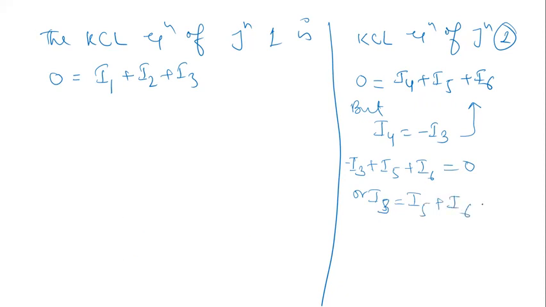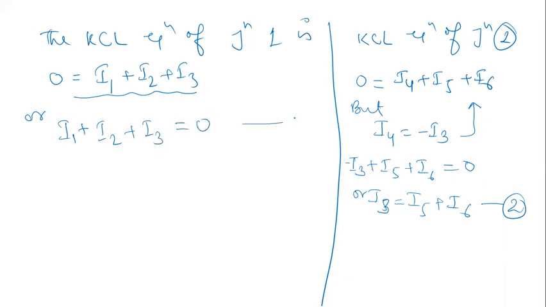So this is, let us say, equation number 2 here, for example, not 1. 1 we will take up here. So here you can simplify this equation. You can write it like this, or I1 plus I2 plus I3 is equal to 0. So this is equation number 1. Now this is the KCL equation of each junction.